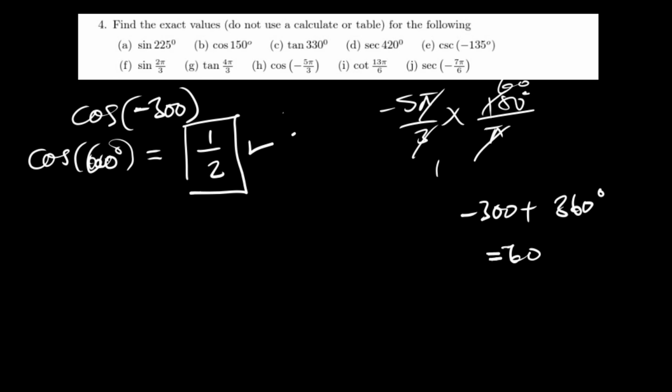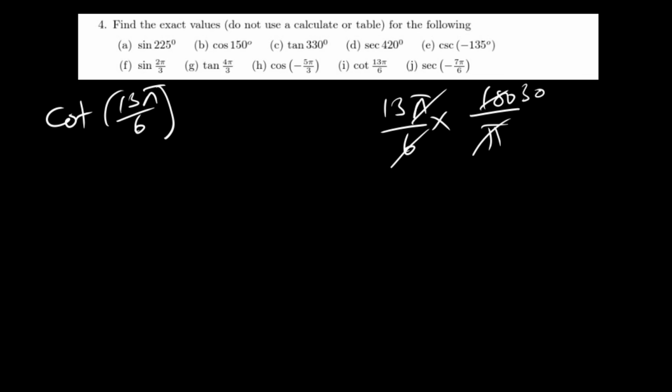Okay, let us jump now into part I. So we have got cot of 13 pi divided by 6. So we are going to say 13 divided by 6 times pi times 180 over pi. The pi cancels, 6 into 180 is 30. So you have now 13 times 30, that should be 390.